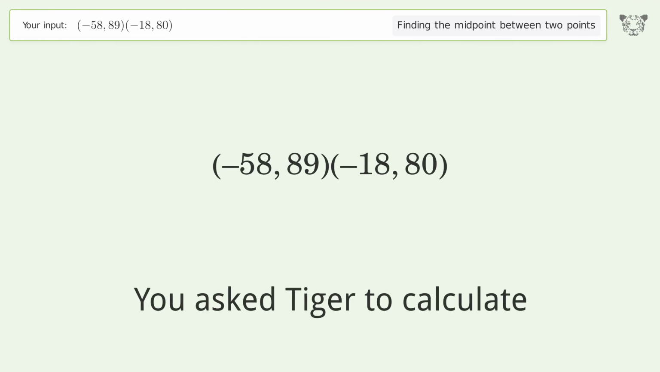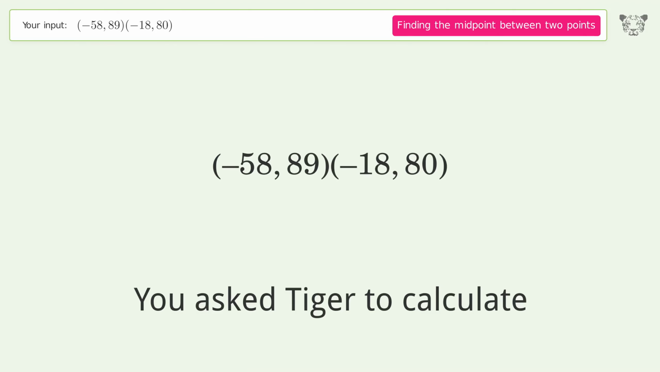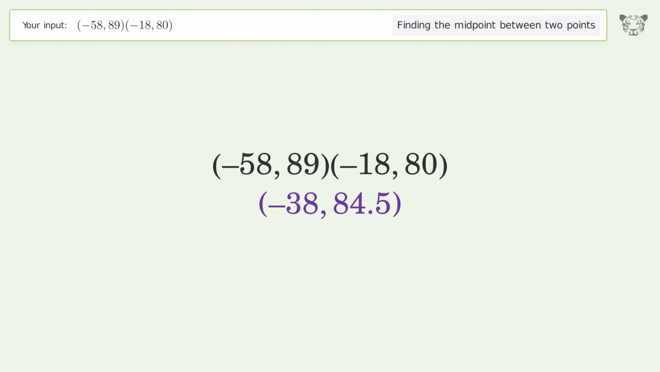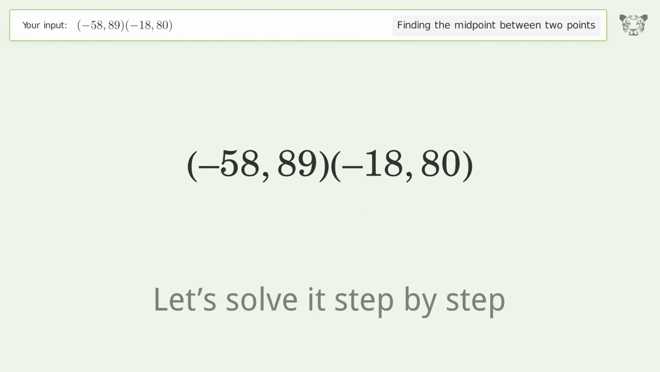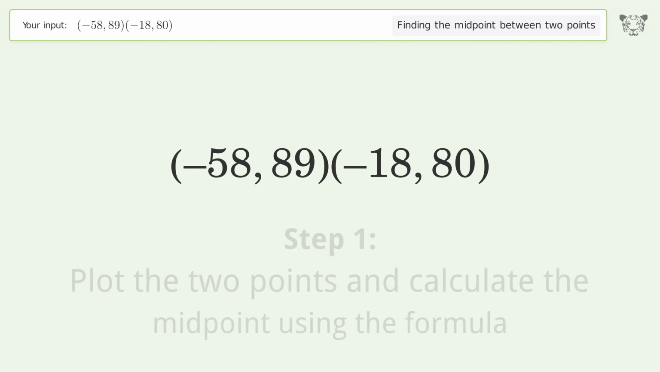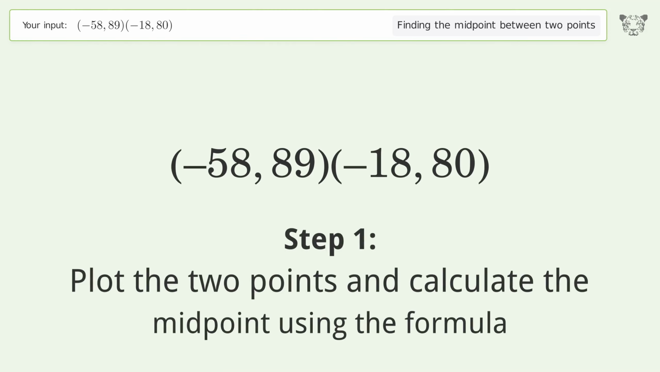You ask Tiger to calculate. This deals with finding the midpoint between 2 points. The midpoint between the 2 points is -38, 84.5. Let's solve it step by step. Plot the 2 points and calculate the midpoint using the formula.